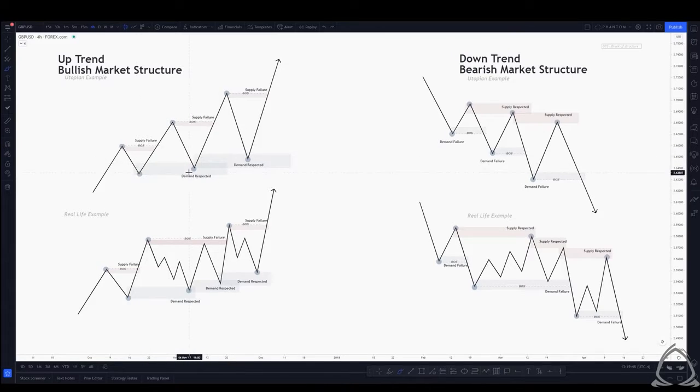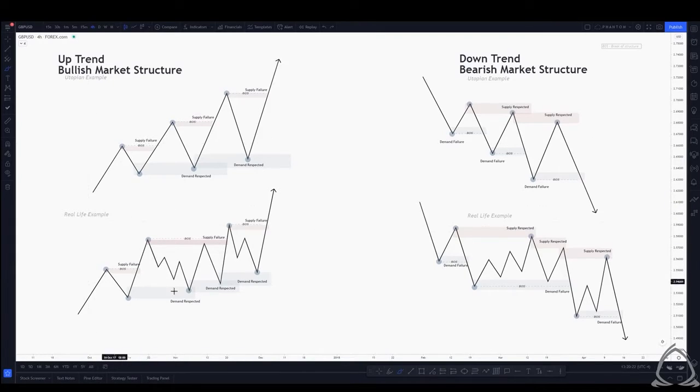Price respects demand and continues moving to the upside, failing supply and creating a higher high. Again, when price pulls back, it taps into demand, respects demand and breaks supply. This is ultimately what we are combining when we combine market structure and supply and demand. It's the inner workings and the relationship between supply and demand, and how demand being respected and supply failing creates a bull trend or an uptrending market. Or if we're seeing supply being respected and demand failing, we're seeing a downtrend.